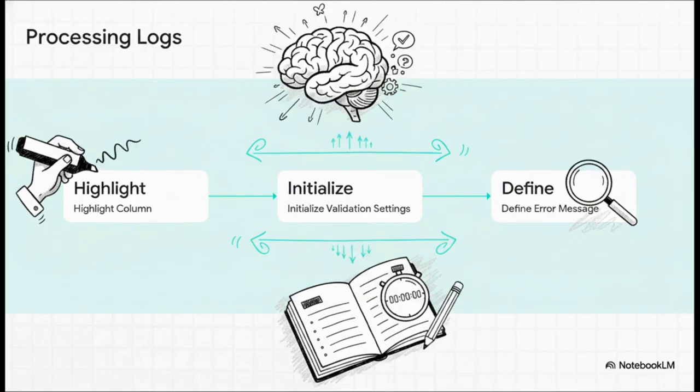Look, it is not enough to just do the technical work. You have to document your execution flawlessly. Inside the portal answer area text box, you must use incredibly clear direction indicators, like sequential arrows, to log your exact process. So it should look something like highlight column, arrow, initialize validation settings, arrow, define error message. When you write your processing logs with this kind of crisp sequential clarity, the reviewer can just look at your text box and check off your points instantly without ever second-guessing your methodology.